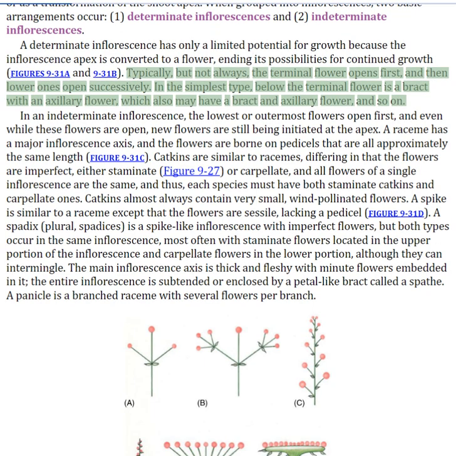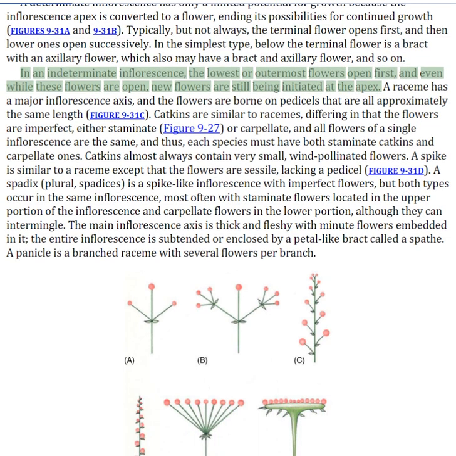Typically, but not always, the terminal flower opens first, and then lower ones open successively. In the simplest type, below the terminal flower is a bract with an axillary flower, which also may have a bract and axillary flower, and so on. In an indeterminate inflorescence, the lowest or outermost flowers open first, and even while these flowers are open, new flowers are still being initiated at the apex.